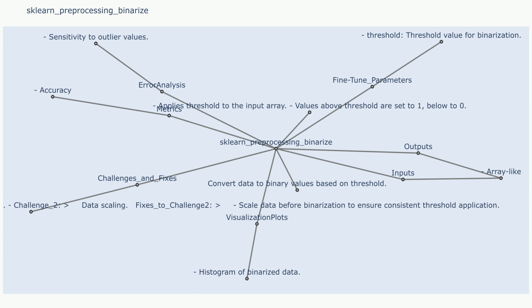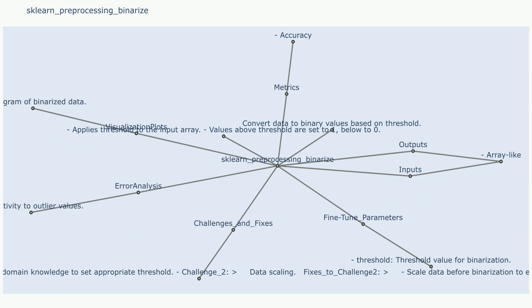Binarized input data. Steps. Iterate over each feature in the input data. Compare each feature value with the given threshold. Replace values below or equal to the threshold with 0 and values above it with 1. Metrics. Accuracy.